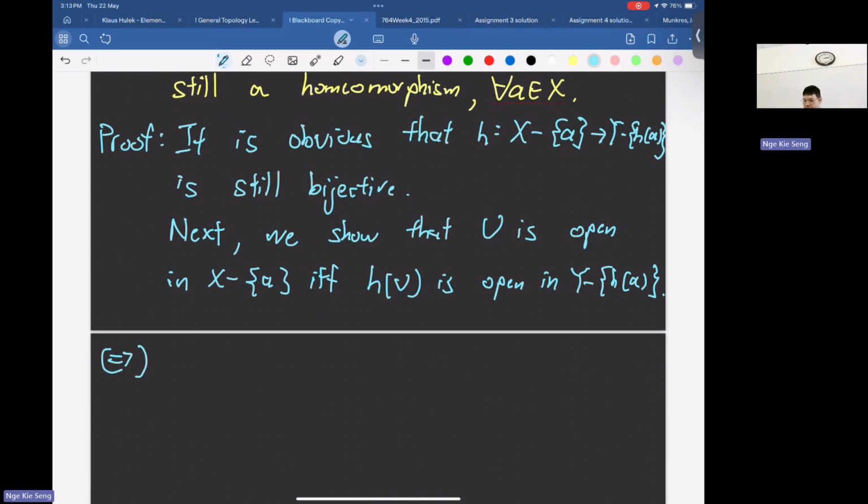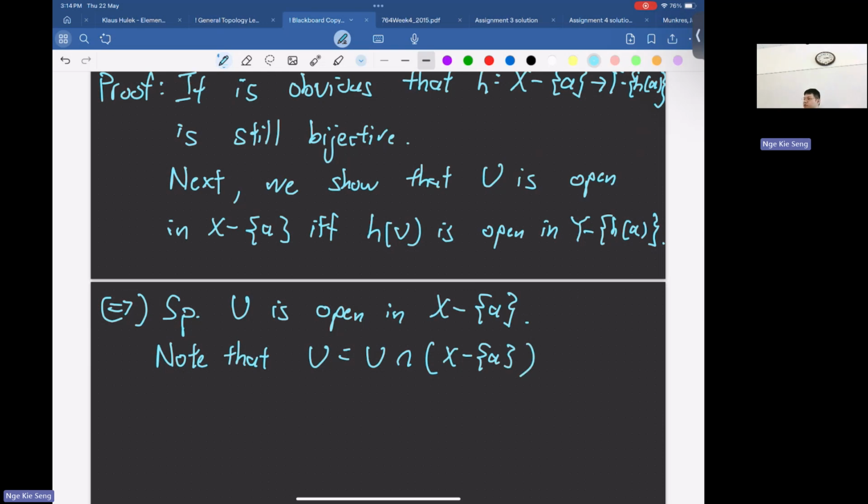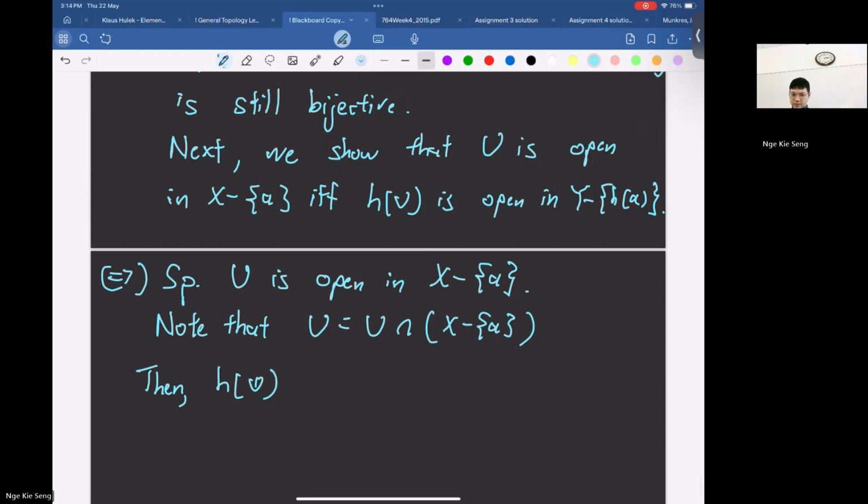Okay, so two directions. Let's do one direction first. Suppose U is open in X, take away a point A. Note that U should be U intersect X take away A. Maybe this is trivial, but this would be helpful when we compute H U. So we want to show that H U is open.